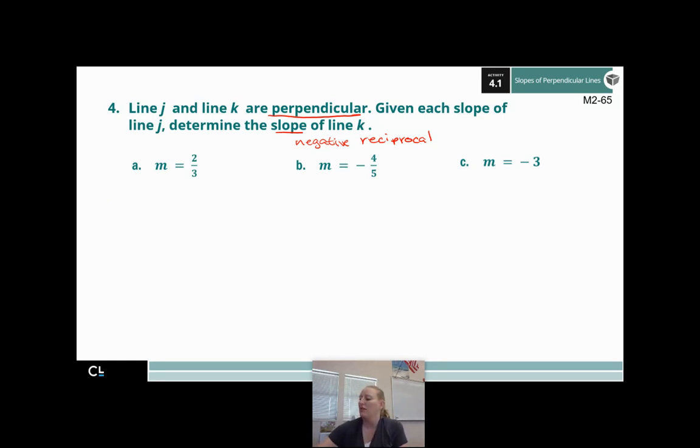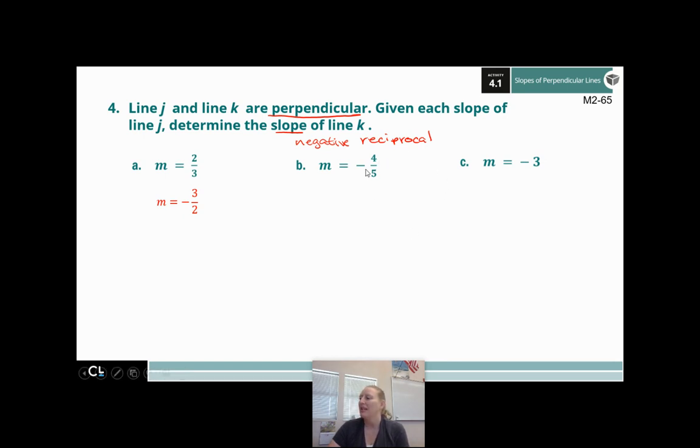So for this first guy here, part A, 2 over 3 is the original slope. So I got to flip it. That makes it 3 over 2. And I have to change the sign. Since this guy is positive, my new slope should be negative. So my new slope for line K will be negative 3 over 2.